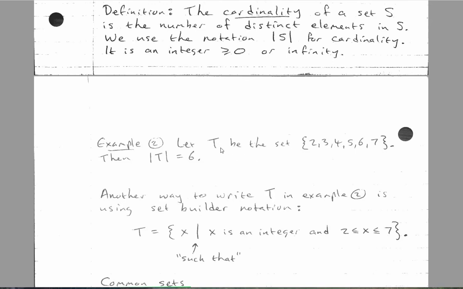Here's a bigger set, we'll call it T. So T has 2, 3, 4, 5, 6, and 7 as elements. Count those up. There are 6 different numbers. So the cardinality of T is 6.